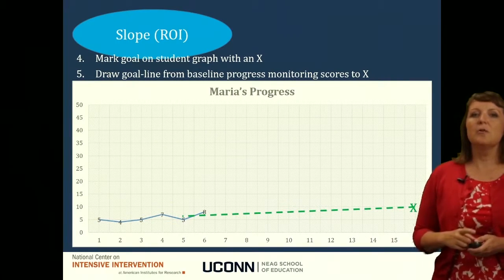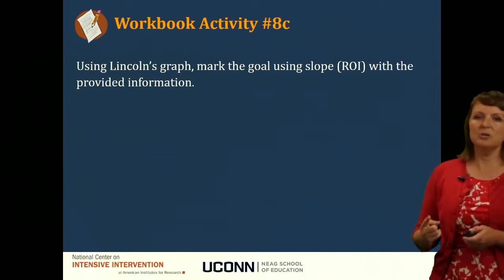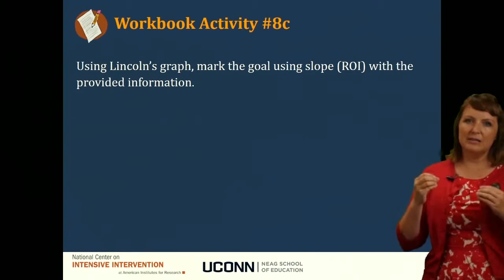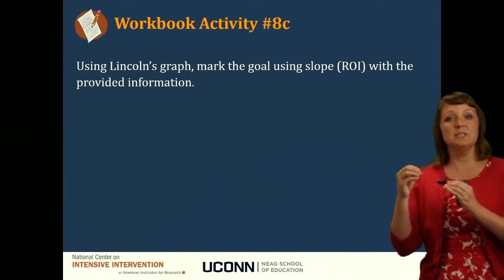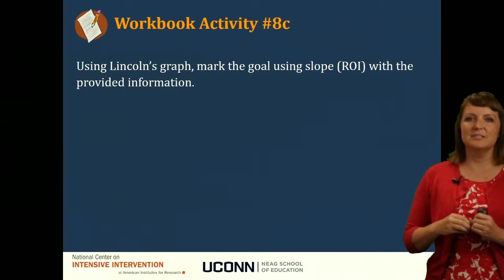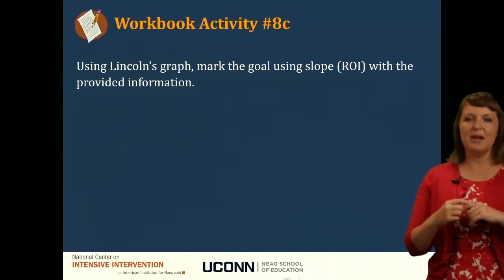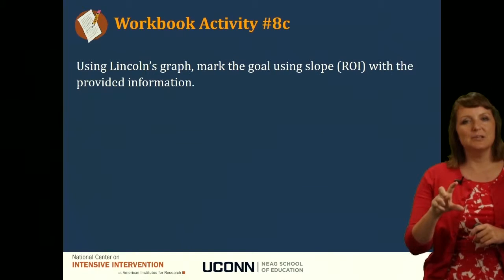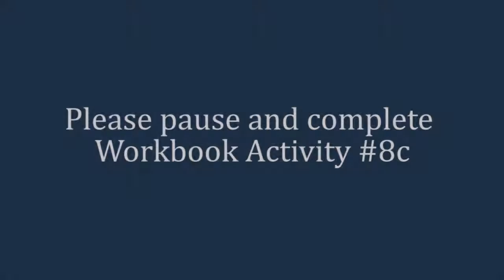So now I want you to go back to Lincoln's graph. Go back to your workbook and look at activity 8C. I want you to now mark Lincoln's goal using the slope or the rate of improvement, and what would that look like on his graph? And now you'll be able to start to compare what does a benchmark goal look like and what does a slope goal look like.